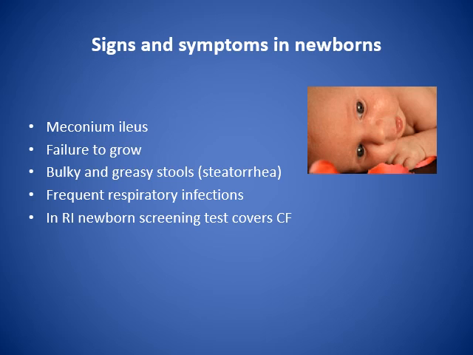Signs and symptoms in newborns you might see is a meconium ileus. You all know that meconium is the stool that forms in the intestines while fetuses are in utero. Children sometimes will have difficulty passing it and have an ileus of meconium. It's not always associated with cystic fibrosis, but it can be. They might have failure to grow, unable to maintain calorie growth because of the GI complications.